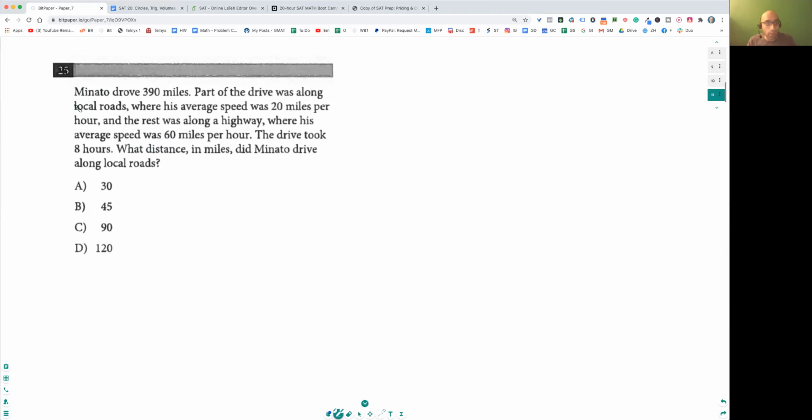Okay, so let's look at this problem, guys. And those who have solved it, feel free to post your answers. You can even mute me if it's distracting, if you're working on it. But here's how you solve it.